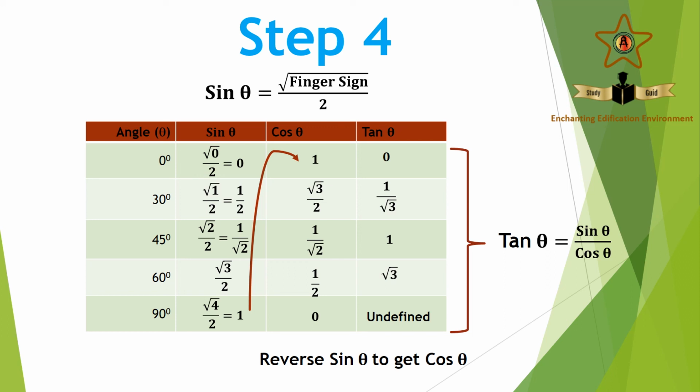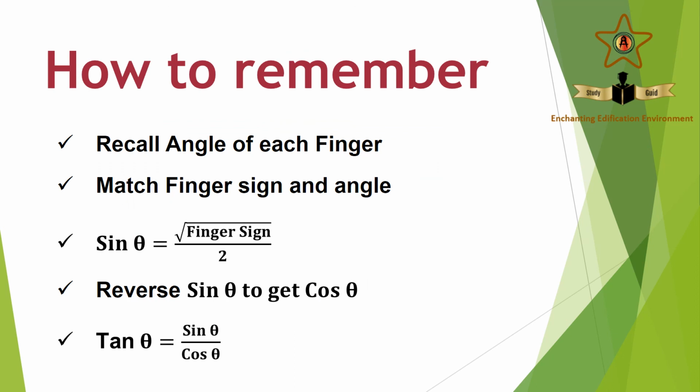So we can summarize this as given. We can very easily recall the angle which each finger leads to. Then finger signs starting with 0, that is the little finger, and your thumb is 4. It's very easy. Sin theta, square root of finger sign over 2. Once you have sin theta, you reverse the sine table to get cos table. And using sine and cos, you can get tan table. So now we have trigonometric ratios at our fingertips.